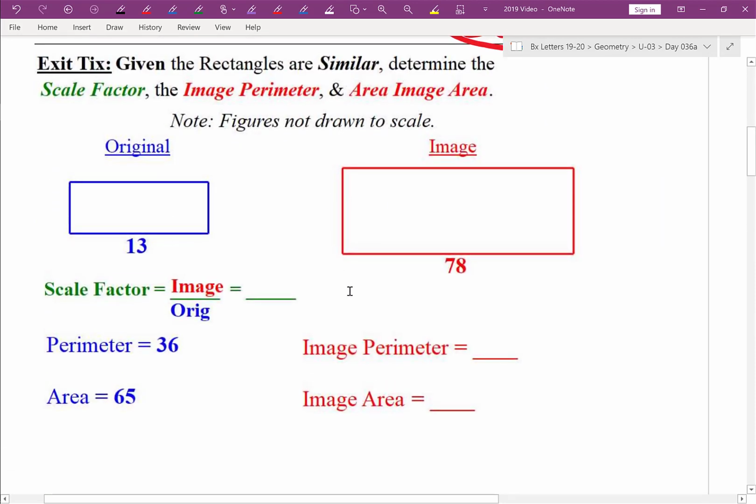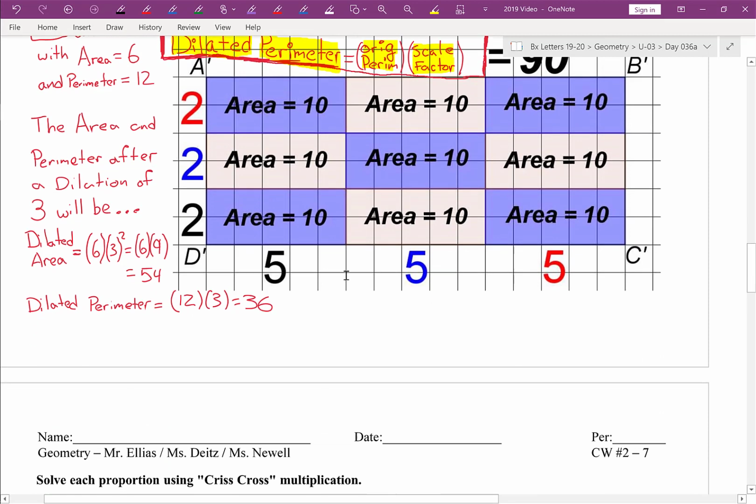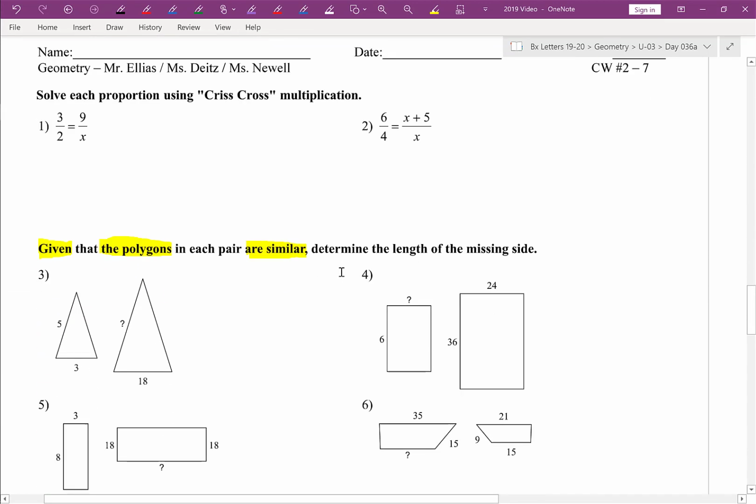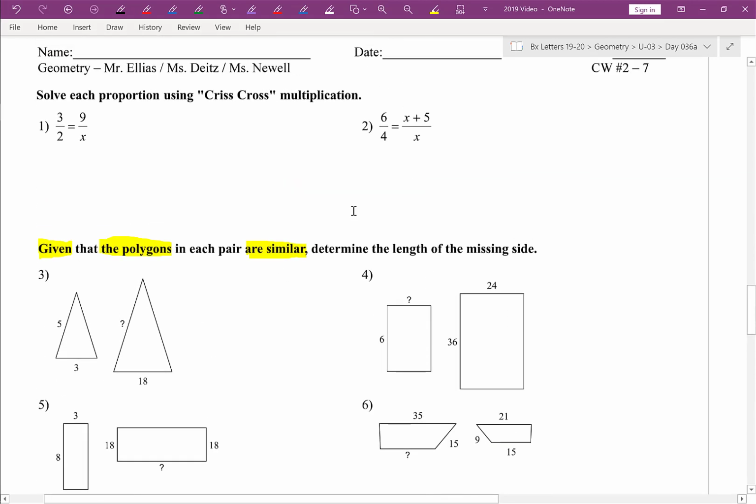You can try out the exit ticket if you'd like, or you can wait until the end of the class. I would suggest waiting until the end of the class. The back is the cheat sheet, and then the other handout that you have is just a bunch of practice, and it's starting off pretty easy, and then it's going to step up. So I'll do a couple of these, and you'll kind of fill in the blanks.